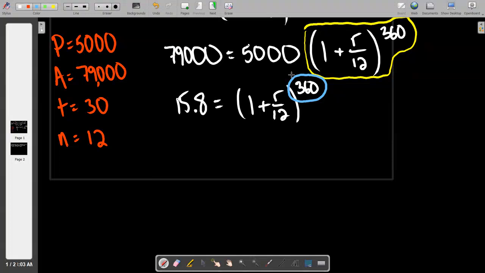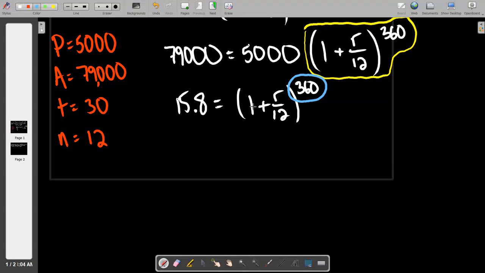No, I wish we could. Distribution doesn't work over addition problems like this. Great thought, but no. Huh, say again? Root? What kind of root? Nope. Nope. Yes. Yes. And as weird and ridiculous as that sounds, for the first time ever in your math life, you're about to use your calculator to take the 360th root of something.